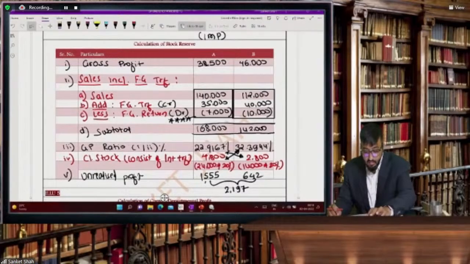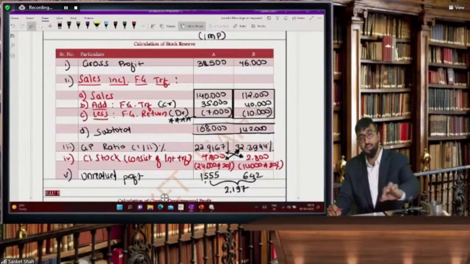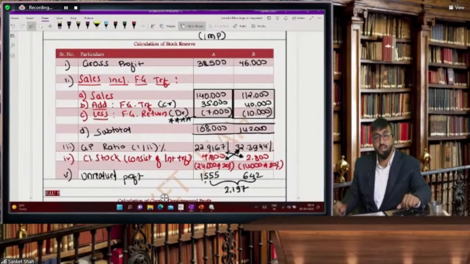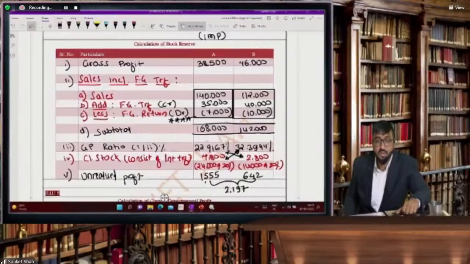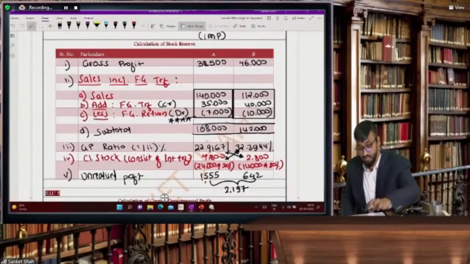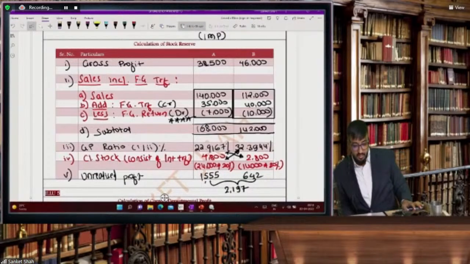Mantanjali. Mantanjali. Okay. What is the meaning of Mantanjali, beta? Do you know?